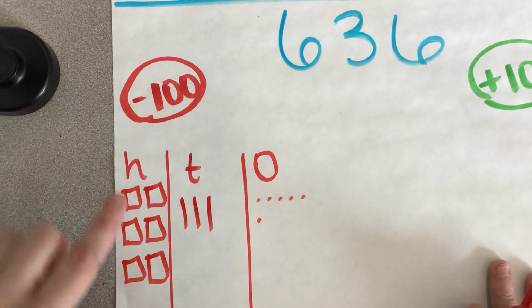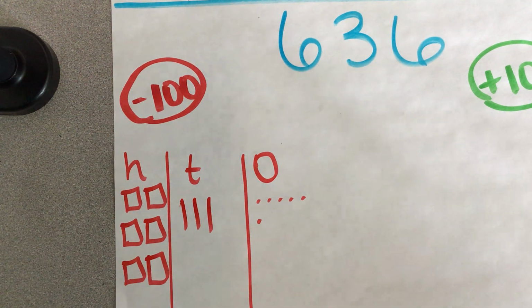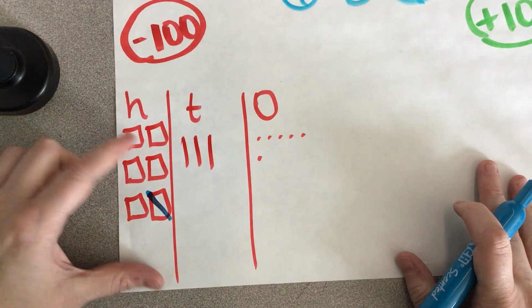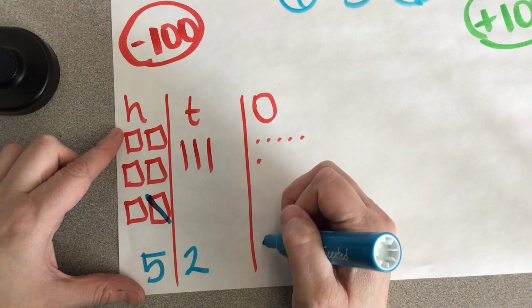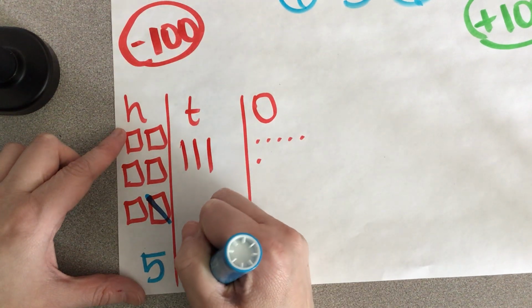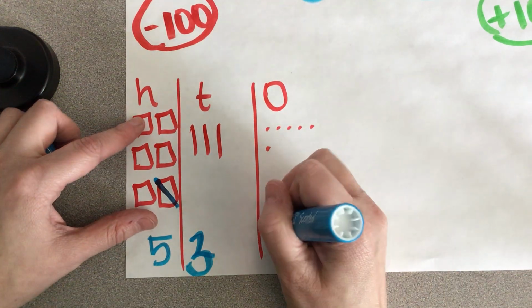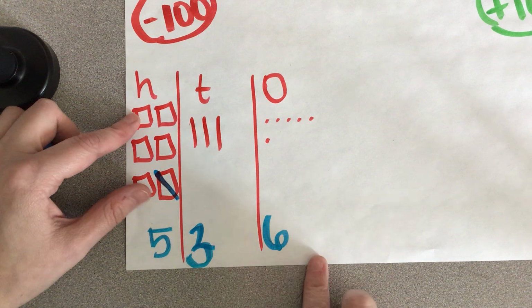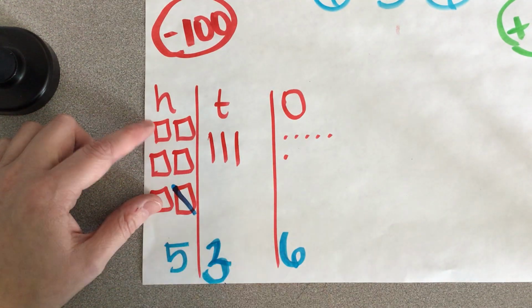Okay, so I drew 636. Now we're taking away 100. So I'm going to get rid of 100. So now I only have 5 hundreds. I have 3 tens, 6 ones. So my new number is 536. So my tens and my ones place did not change, just the hundreds place.